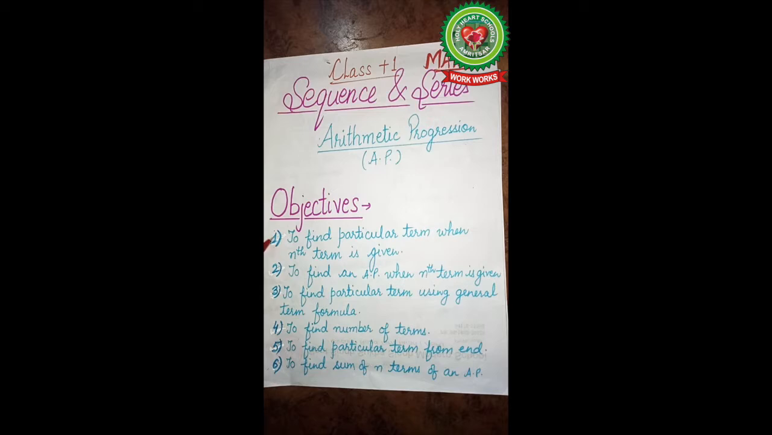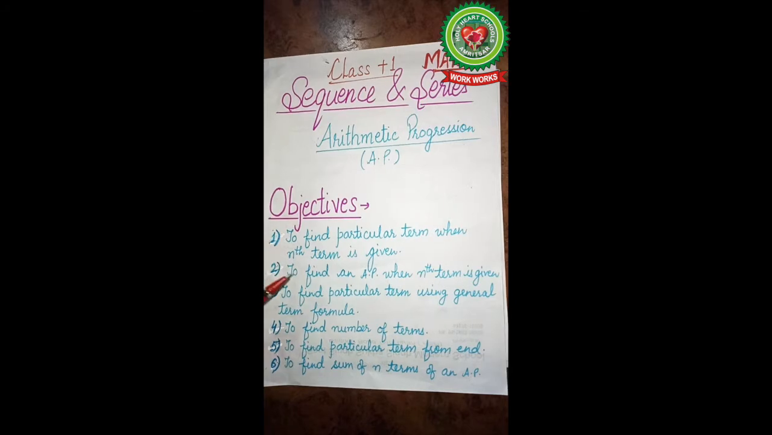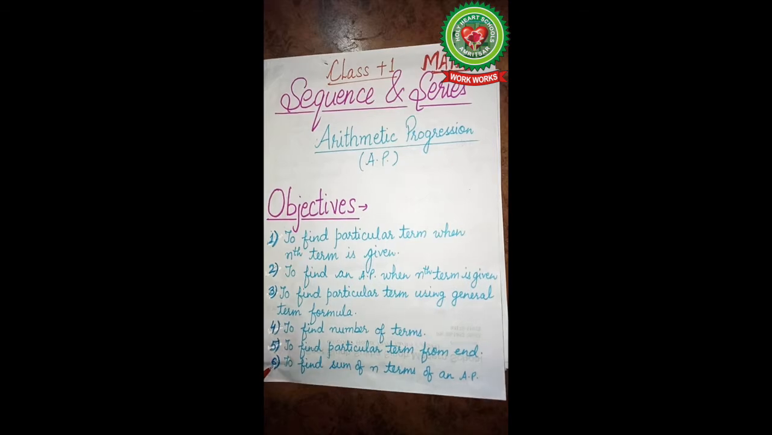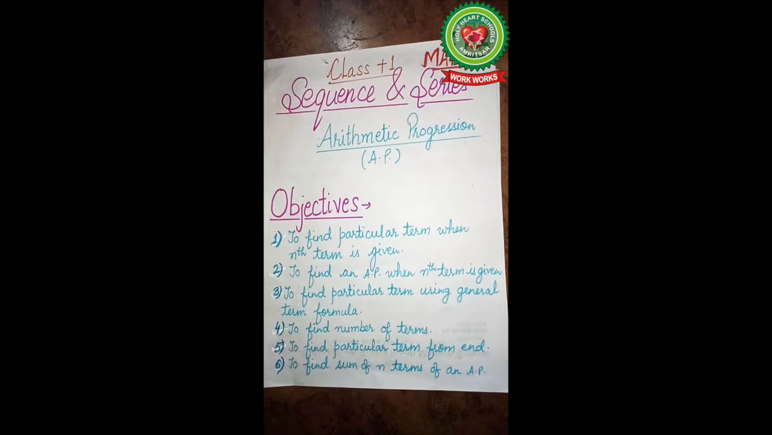So let's start. First is to find the particular term when nth term is given. Second, to find an AP when nth term is given. Third, to find particular term using general term formula. Fourth, to find number of terms. Fifth, to find particular term from nth. And sixth one is to find the sum of n terms of an AP. Under heading 6, we are having many sub-objectives that we will discuss later on.